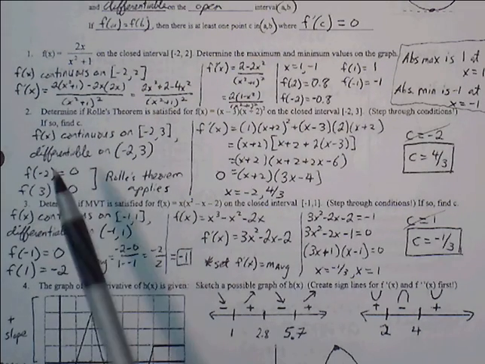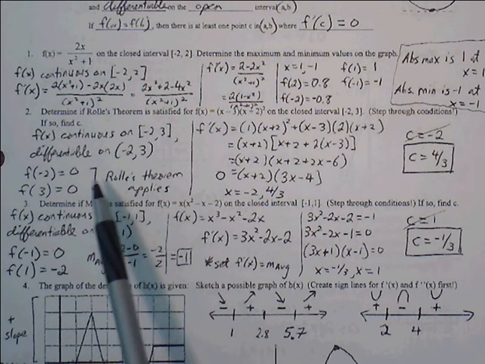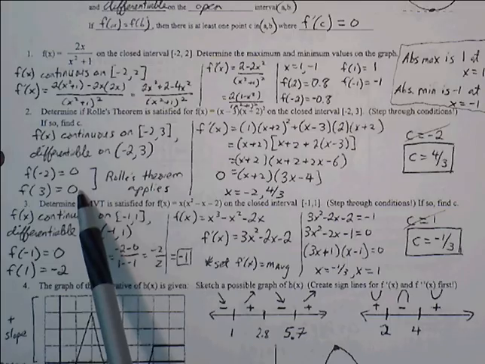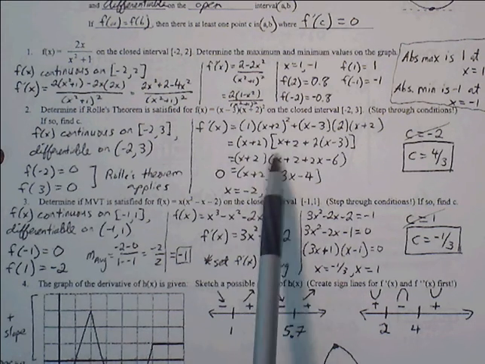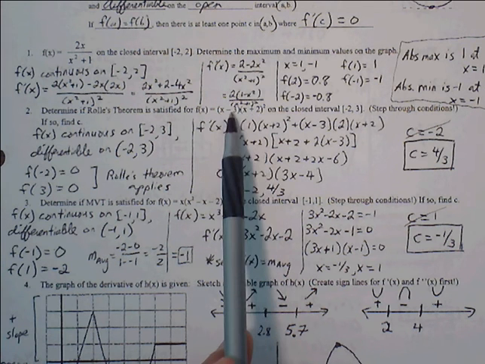Okay, so now we can guarantee that somewhere between the endpoints, there's going to be a slope of the tangent line that is going to be exactly 0. So what we need to do is find the derivative and set that equal to 0, and then solve for x. So to find the derivative, I can see that I can apply product and chain rule.